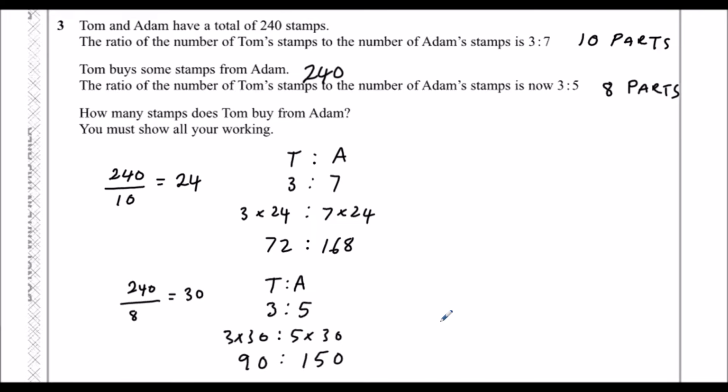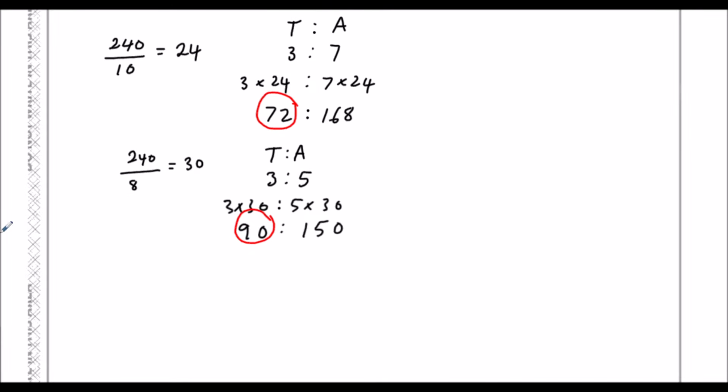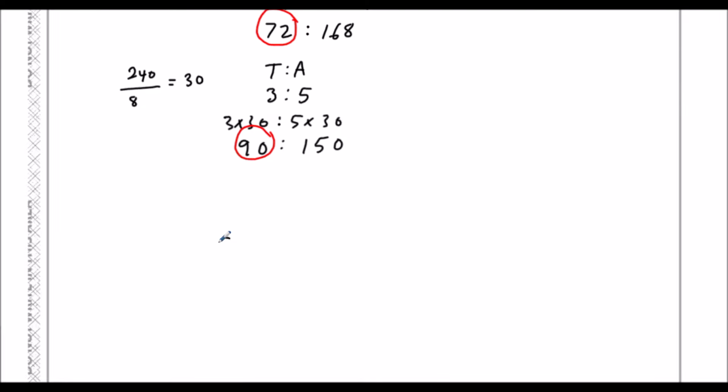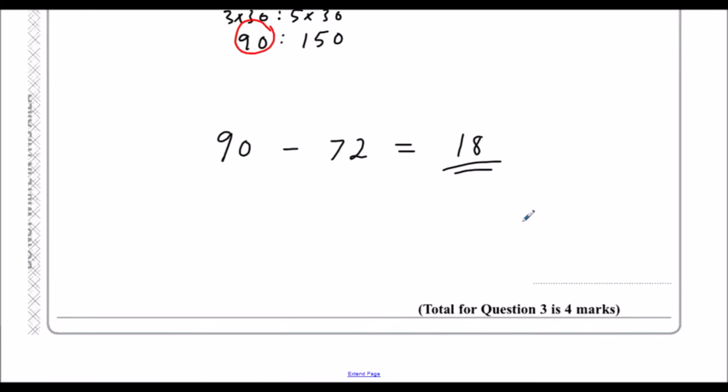So now Tom has got 90 stamps. So he had 72 to start with. Now he's got 90. So how many did he buy from Adam? So how many extra stamps has he got? 90 take away 72 is 18. He must have bought 18 stamps. And we can see Adam's stamps have gone down by 18. So 18 stamps.